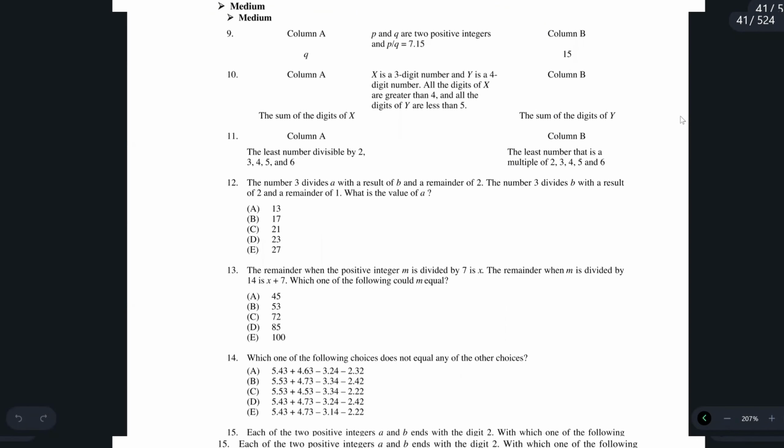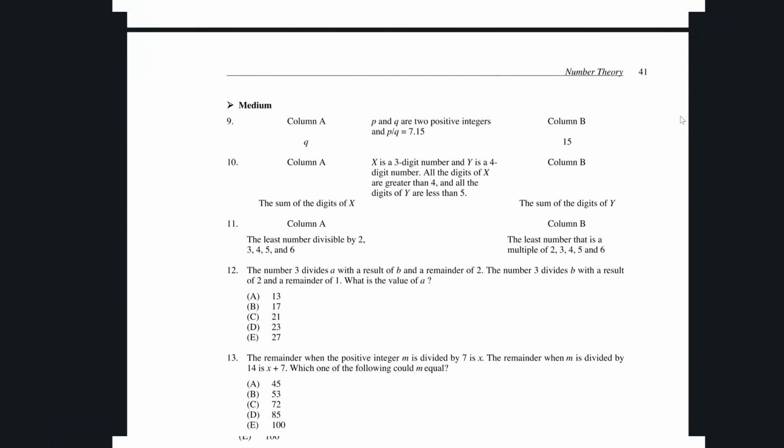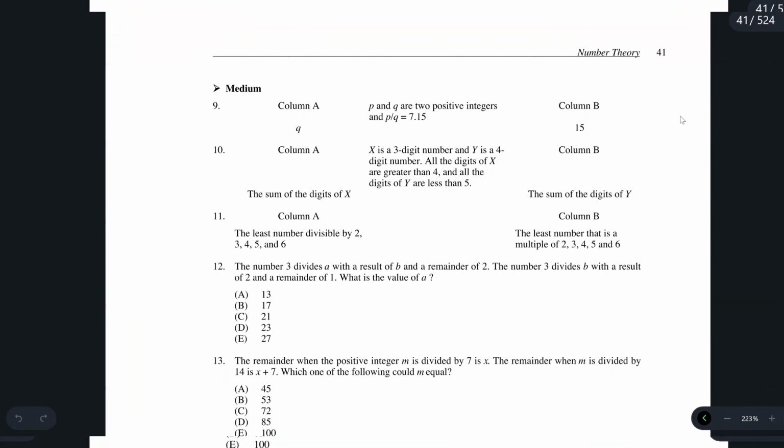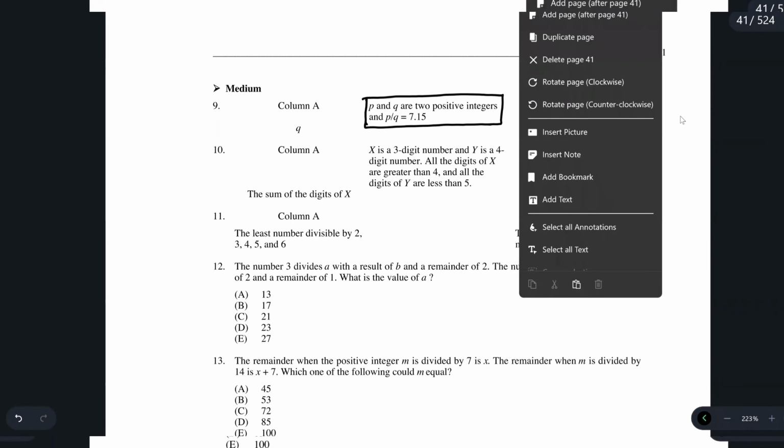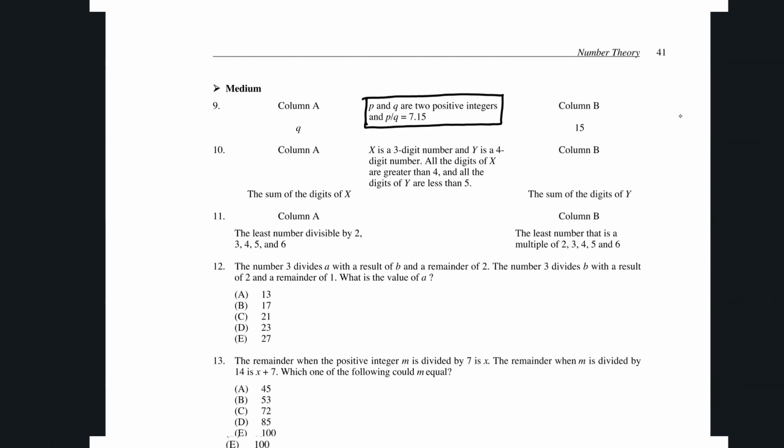So here in problem 9 for chapter 4, which is for the chapter of number theory, the problem is of category medium. We are given that P and Q are two positive integers and P over Q is equal to 7.15. Now for column A, we are given only Q, and for column B, we are given 15. We have to compare these two values.